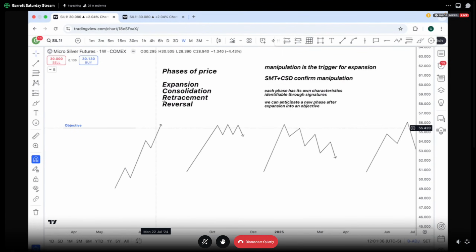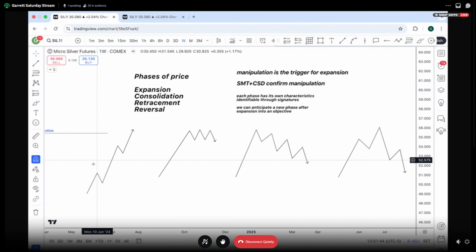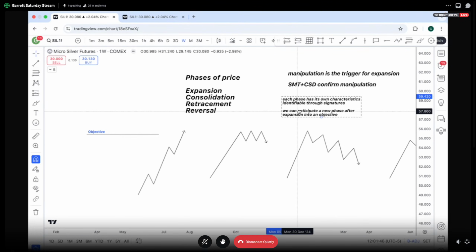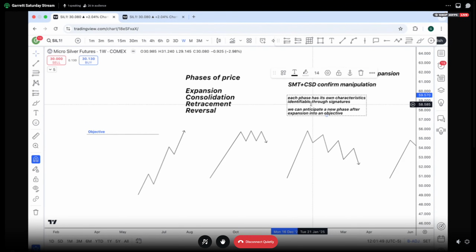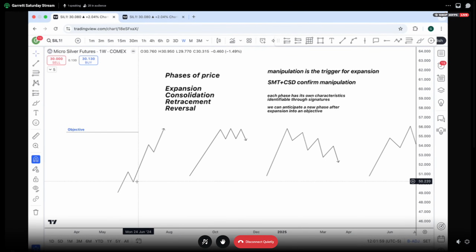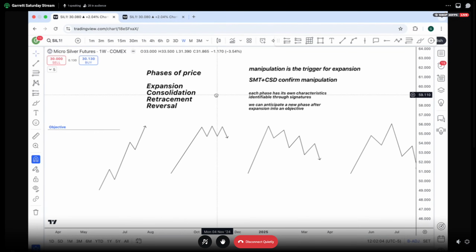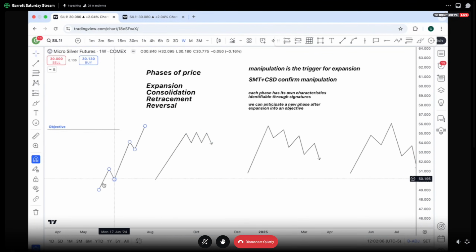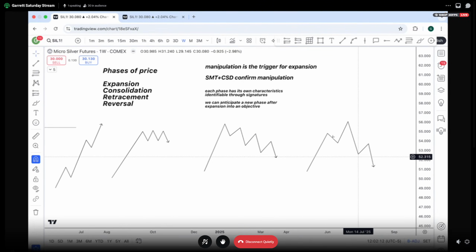Basically after expansion, we can get one of these phases into an objective, right? Each phase has its own characteristics identifiable through signatures. We can anticipate a new phase of price after expansion into an objective. I'm sure you guys have seen AM talk about this. We have three consecutive expansion days. This is all IPTA or phases of price. So basically when we expand into an objective, we can either consolidate, retrace, or reverse.